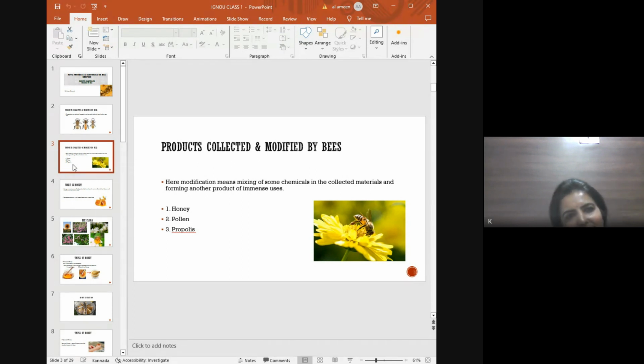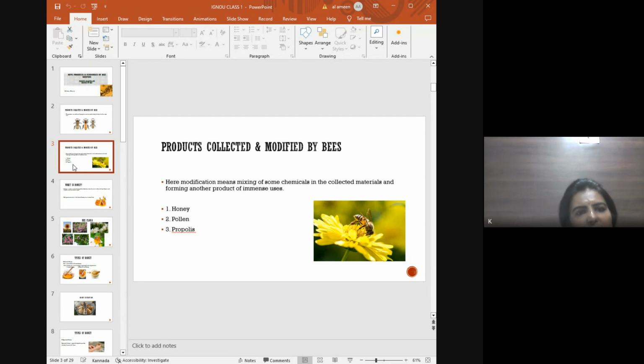All right. So the different products, I think I'll just give a brief into it. Here, modification means mixing of some chemicals in the collected material, that is the nectar or the pollen, and forming another product. Nectar converted into honey, or pollen converted into bee bread, or the flower sap, which is converted into propolis. So this is called a modification, how it is modified into different products. So the three aspects which come under this, if we have enough time, we will cover all three, or a part of it maybe we can carry on to tomorrow's session.